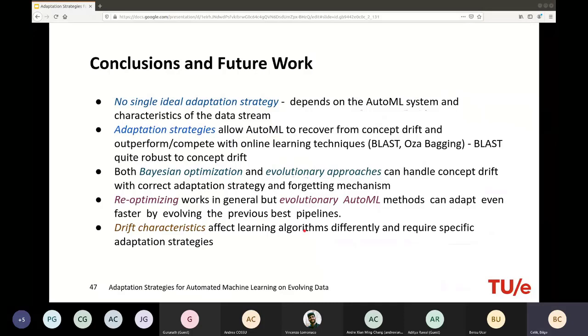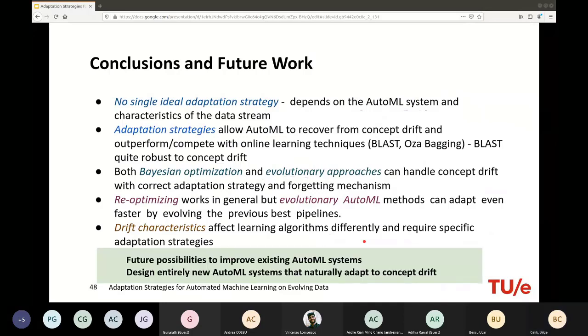We also saw that, as expected, the drift characteristics affect the learning algorithms in different ways, and you need specific adaptation strategies to optimally deal with them. Overall, it also shows that there's ample room for improvement for the existing AutoML systems, and even to design an entirely new AutoML system that would naturally adapt to concept drift while designing the pipelines.